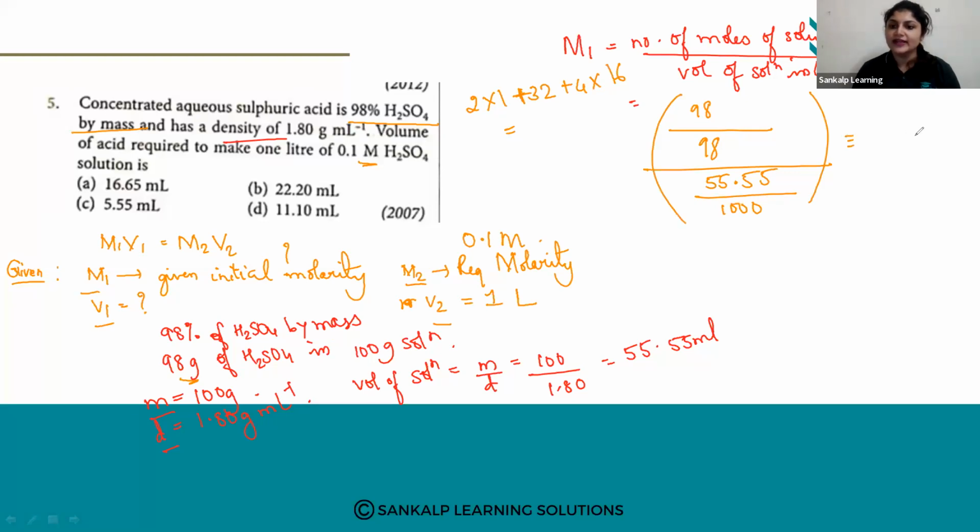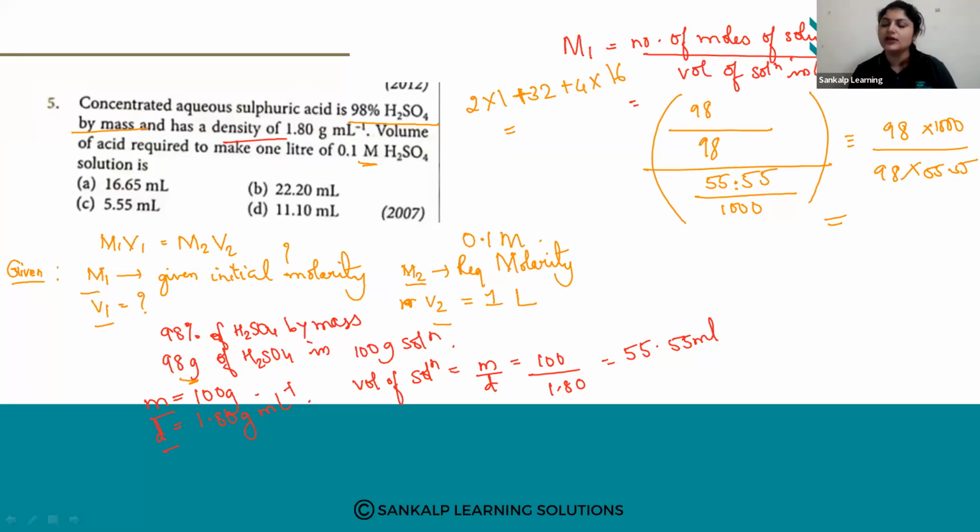So I'm just rewriting it as 98. Now, this 1,000 will come up, so it will become 98 into 1,000. Then again, 98 into 55.55, since this is in the denominator. Understood? So I've just simplified it. Now just tell what will be the answer.